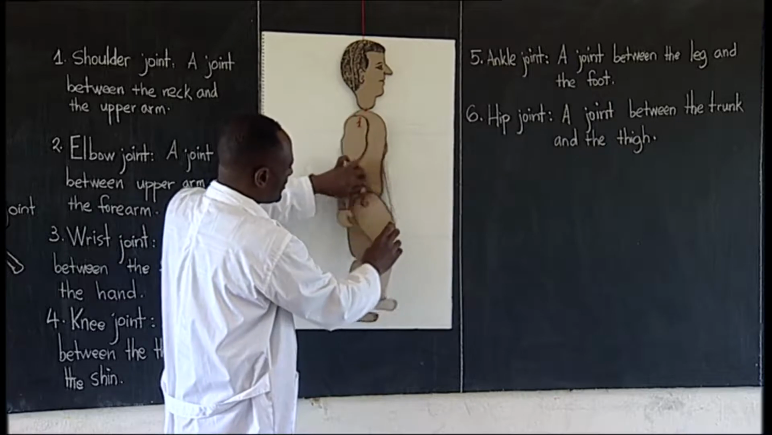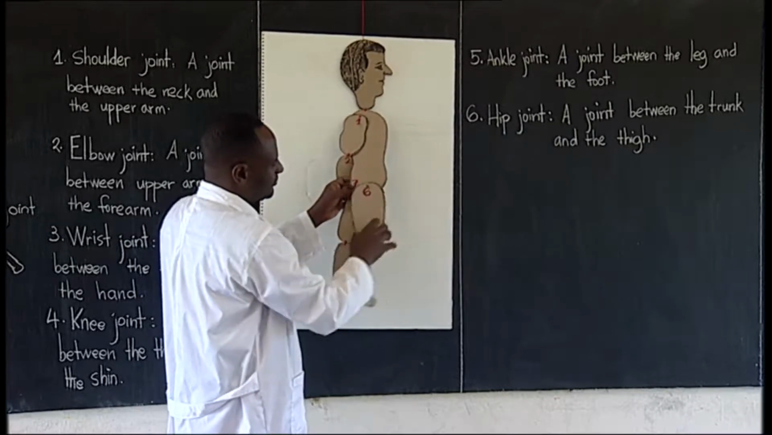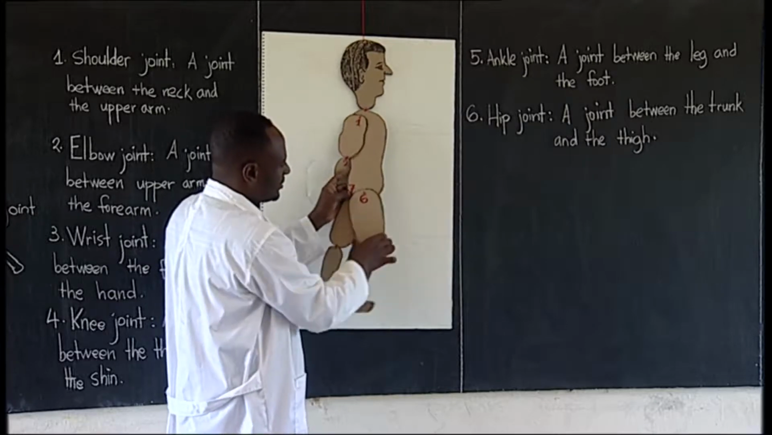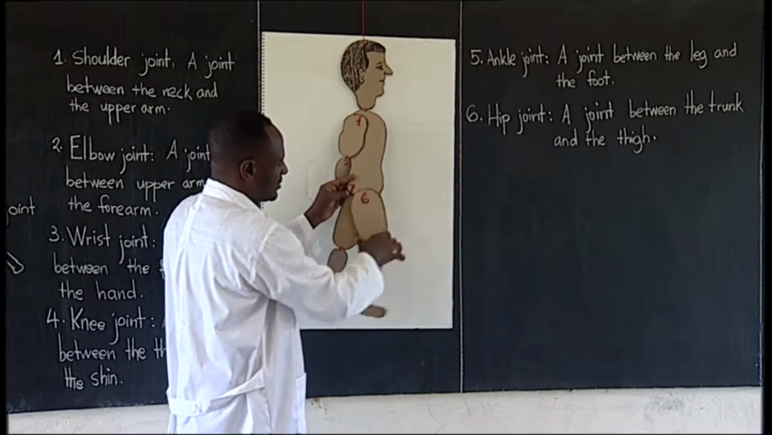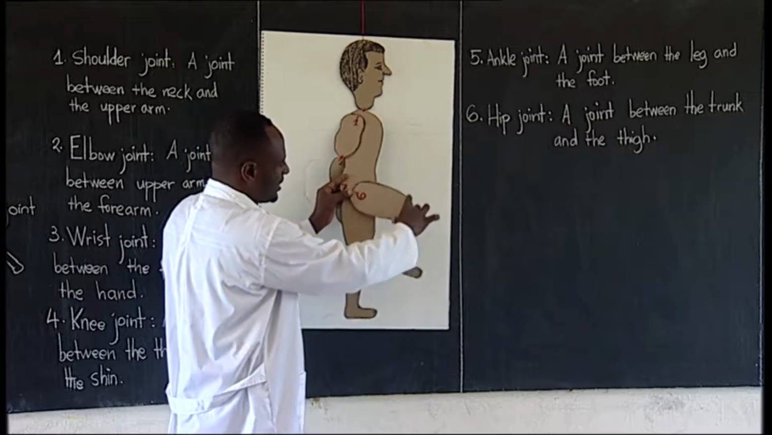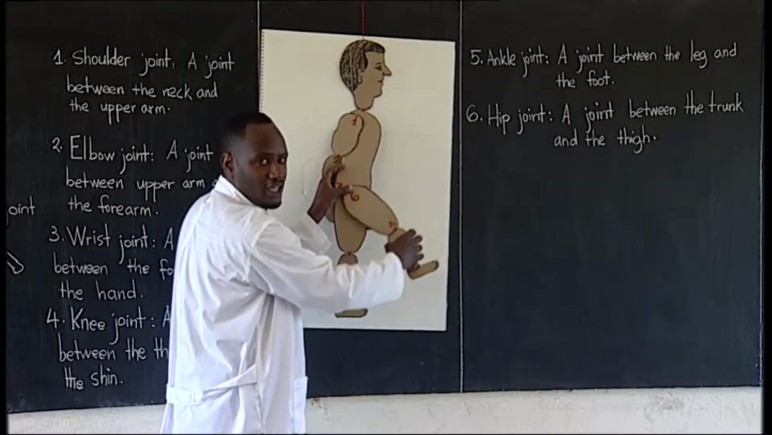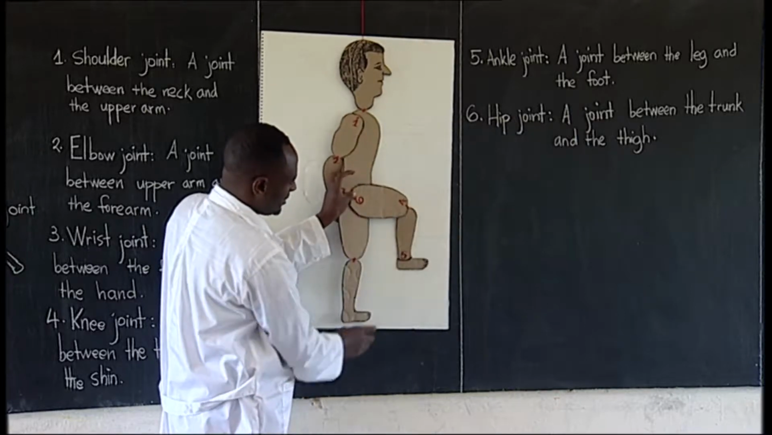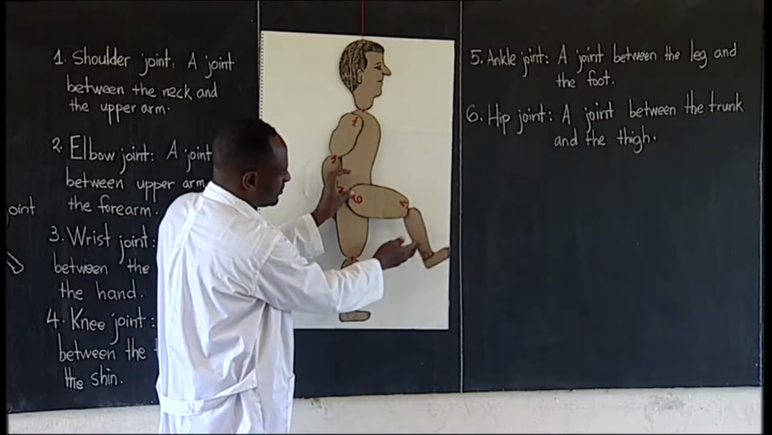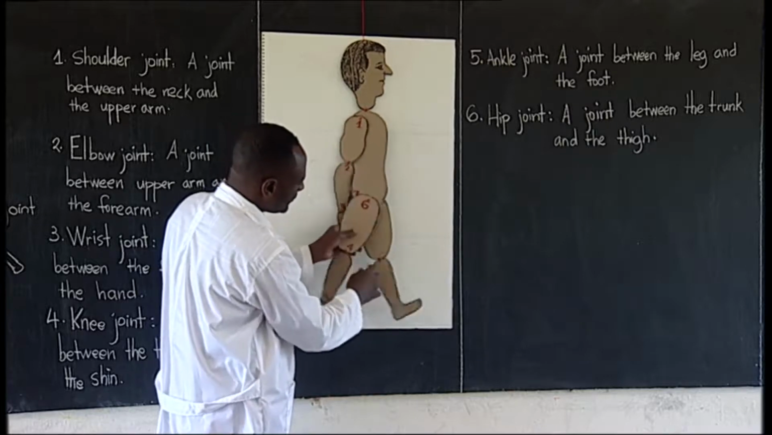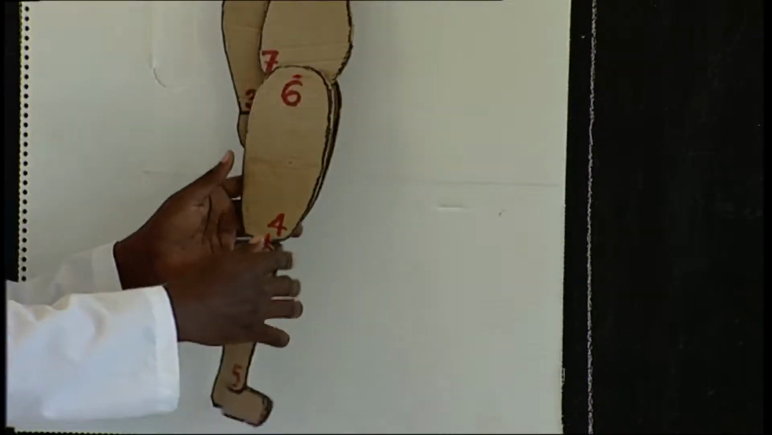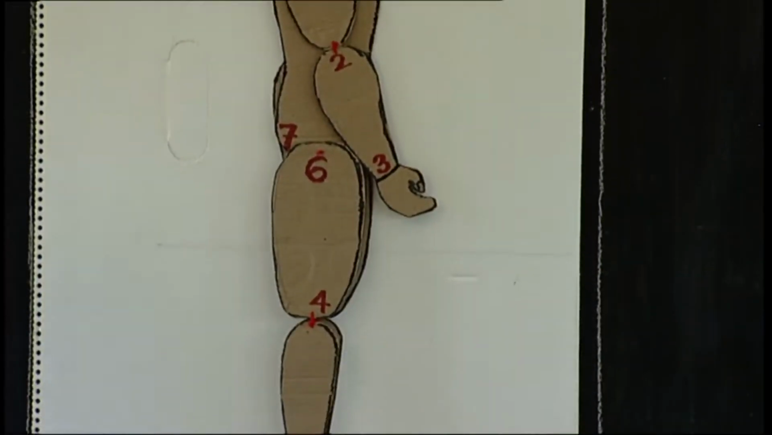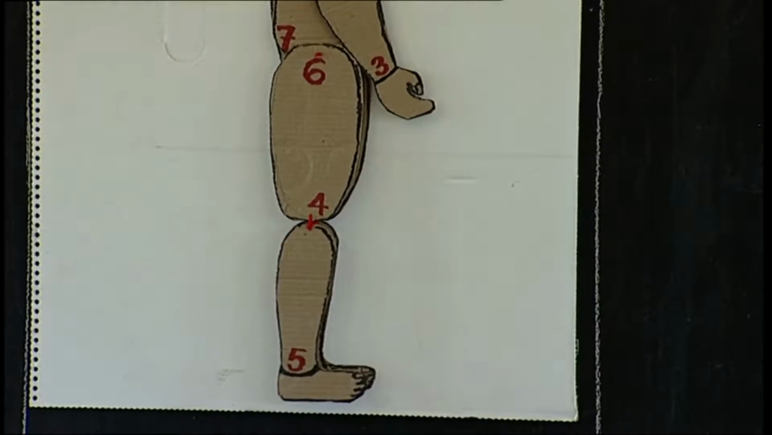This is the hip joint. You can see how it moves. It is able to move, and therefore by doing that, we are also able to move together with the knee. So we are able to move from one point to the other by use of joints and the muscles.